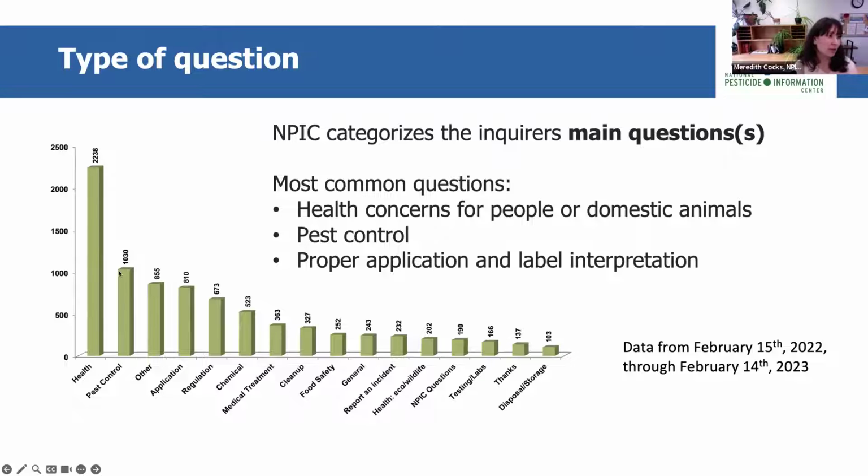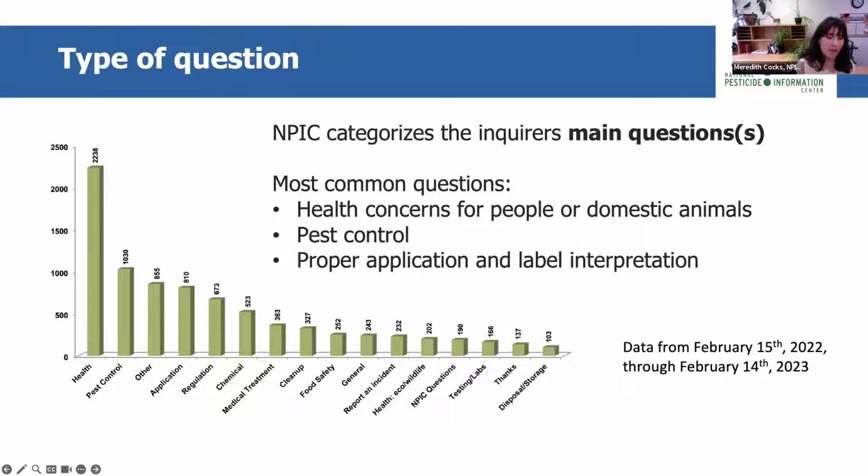Sometimes callers to NPIC call with the specific intention to report something to a proper authority. You can see that on this graph as report an incident, which happened 232 times in 2022, about 3% of the questions asked. Anytime a caller wants to report something related to a pesticide, that almost always means we're going to be providing them contact information for their state lead agency to make that call and report that concern to the proper authority in their state. However, we also commonly refer people to their state lead agency in other contexts too.